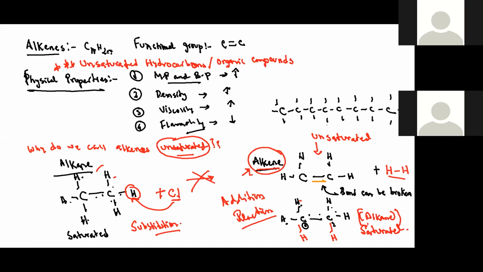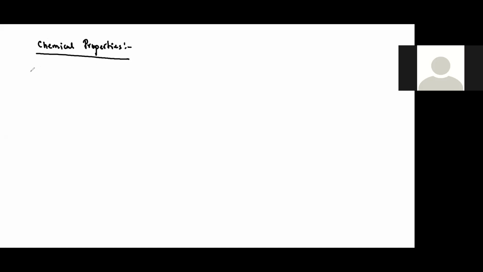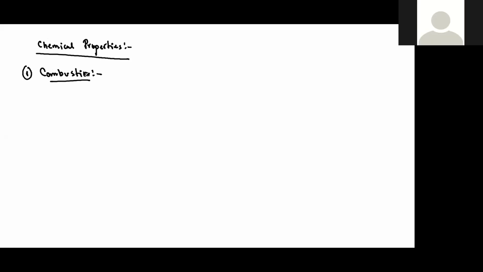For alkenes, we know the general formula, we know the functional group, we know the physical properties. Now we'll start with chemical properties. So chemical property number 1 is combustion. It is common for all types of organic compounds. So in combustion, what will happen? What will happen in a combustion reaction?